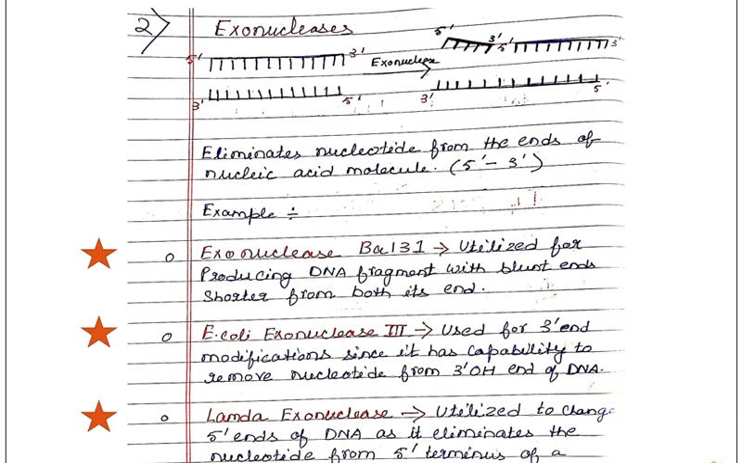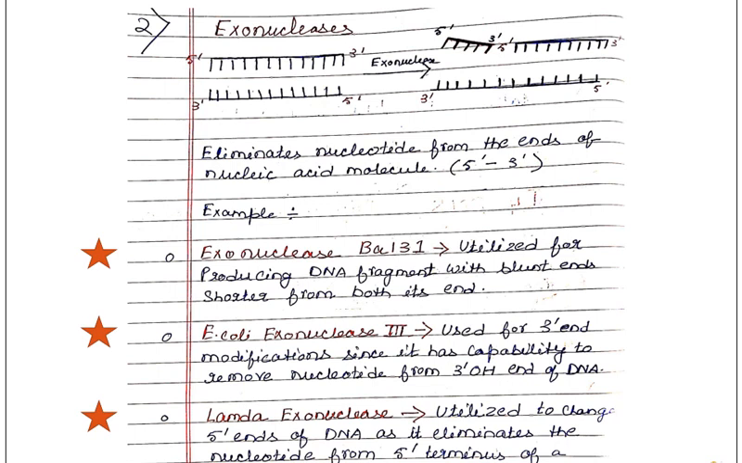Now, some examples of exonuclease are exonuclease BAL-31. It helps in processing products like DNA fragments with blunt ends, shortening both of its ends. The second one is E. coli exonuclease III. It is used in 3' end modification, since it has the capability to remove nucleotides from the 3' hydroxyl group of the DNA.